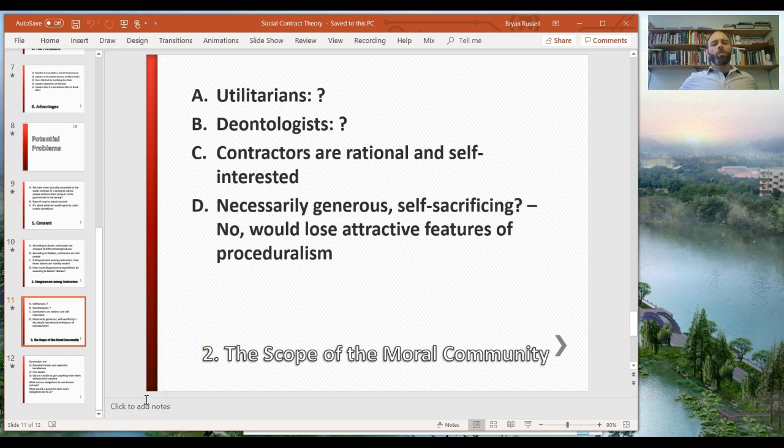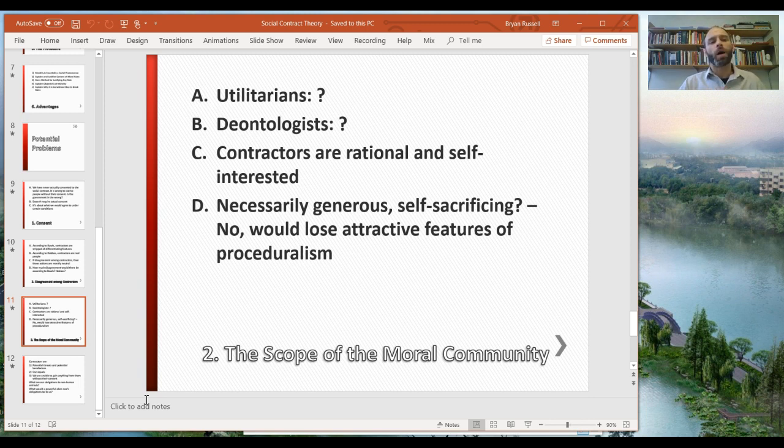So let's skip to this problem, which is the scope of the moral community. Let's talk about what previous theorists thought about the scope of the moral community, and then we'll move on to what social contract theorists consider the scope of the moral community. So what is the scope of the moral community first? It's a statement about who deserves our moral consideration, to what extent they deserve our moral consideration, and who or what does not deserve our moral consideration.